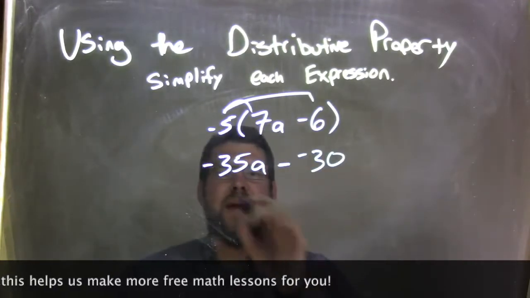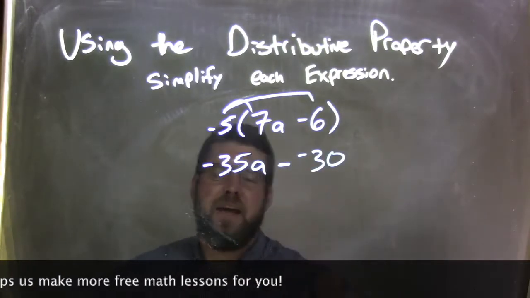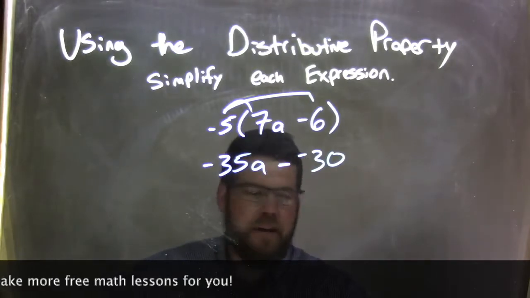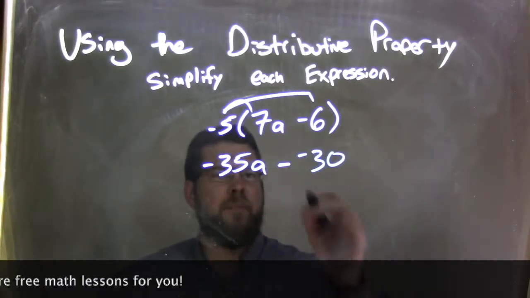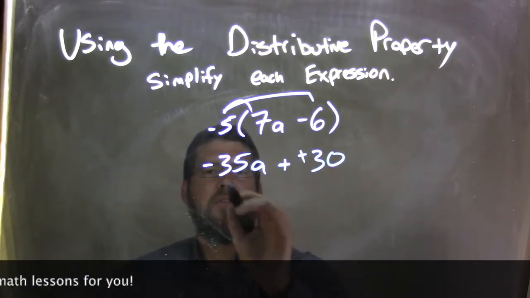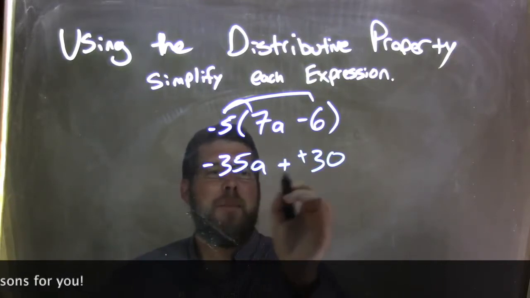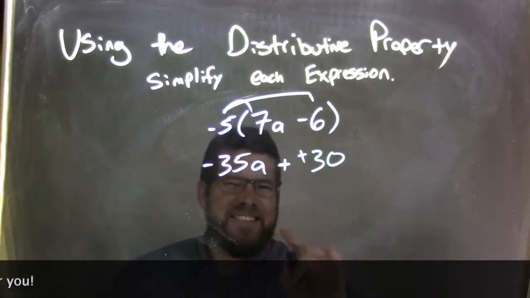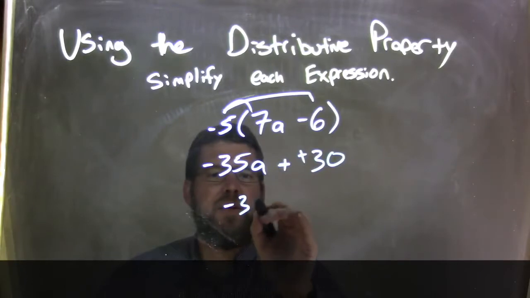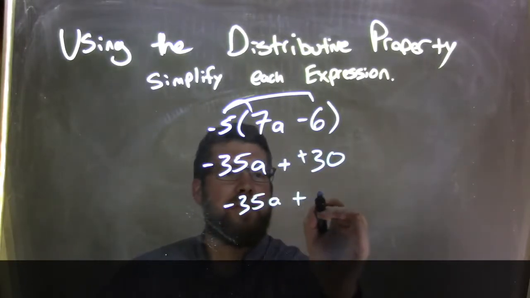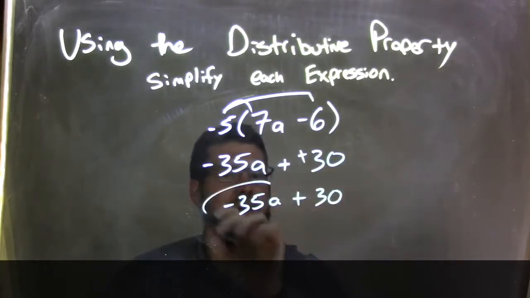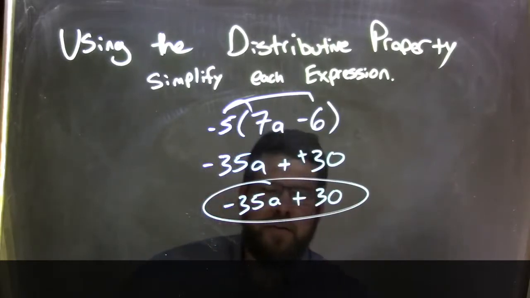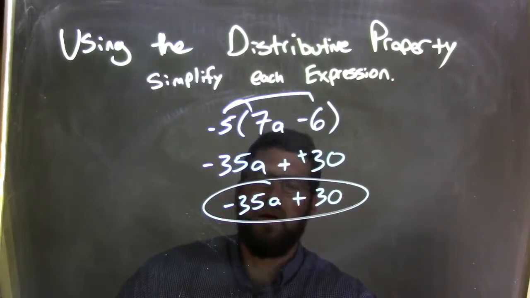Okay? So negative 35a minus a negative 30. Subtracting a negative, same thing as adding a positive. Okay? So we have negative 35a plus a positive 30. Let's just make that look nicer. So negative 35a plus 30. And that is our final answer. They are not like terms. We cannot combine them.